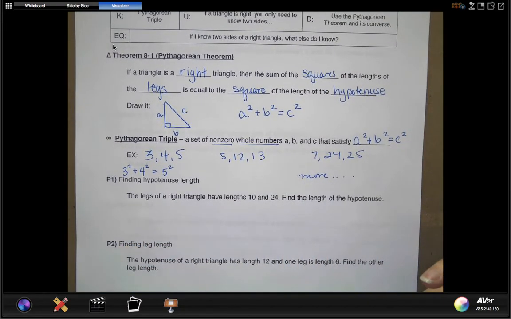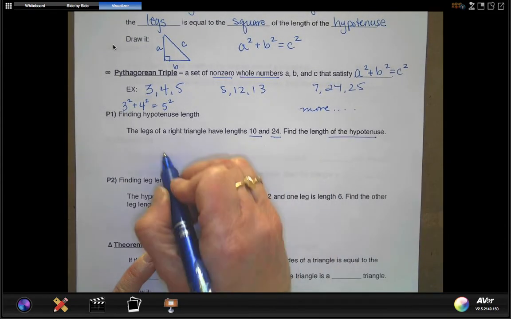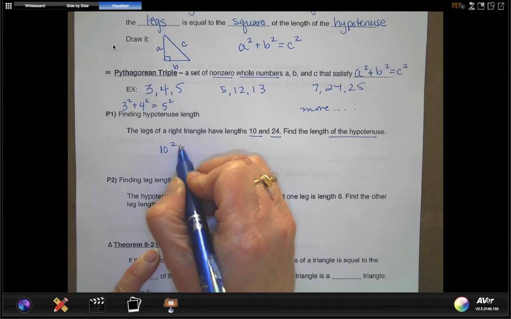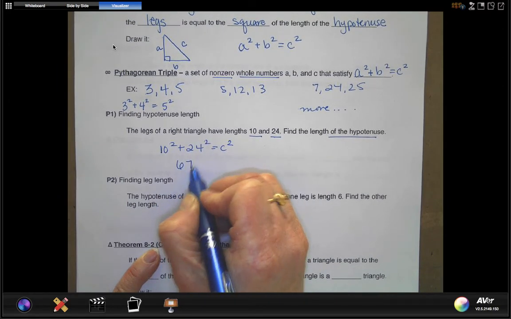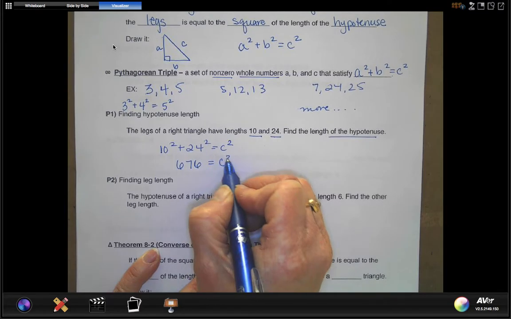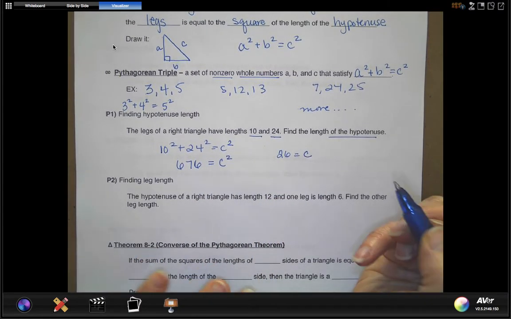All right, the legs of a right triangle have lengths 10 and 24. Find the length of the hypotenuse. So 10 squared plus 24 squared equals C squared. 676 is C squared. Take the square root. So C is equal to 26.